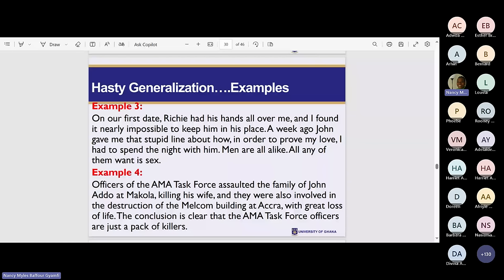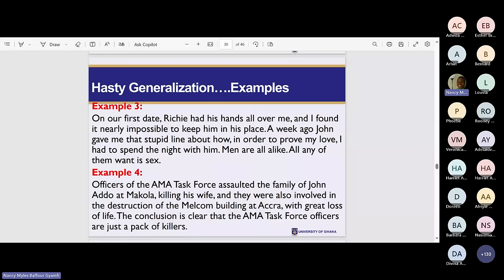It can't hold the conclusion you are drawing. What's the conclusion? Men are dear. Men are all alike. What is your evidence? We are talking about what Richie did the last time and what John also did last week. And from these two people's experience, the experience you had with them, you see, men. That's how they are. That is the problem. I think that we don't have to belabor the point.